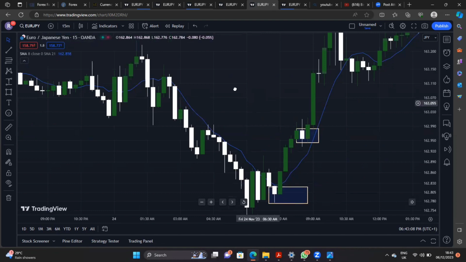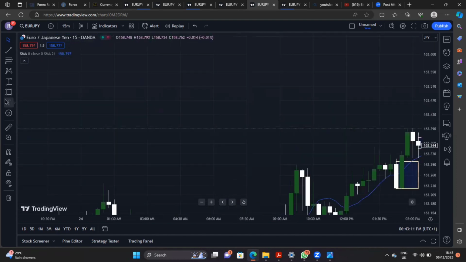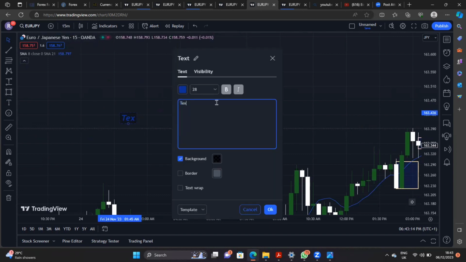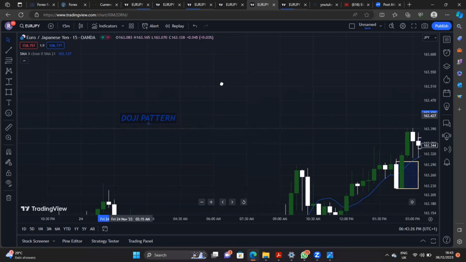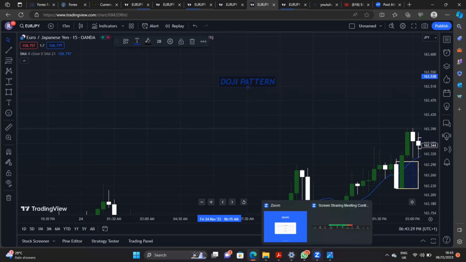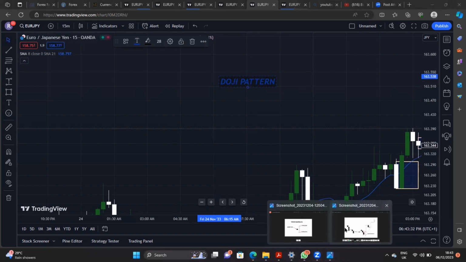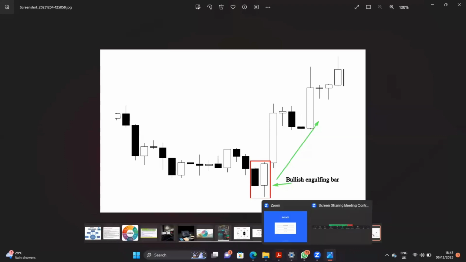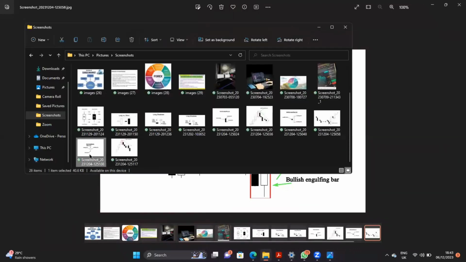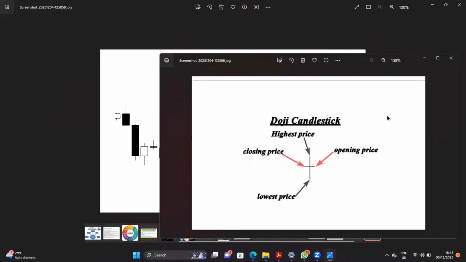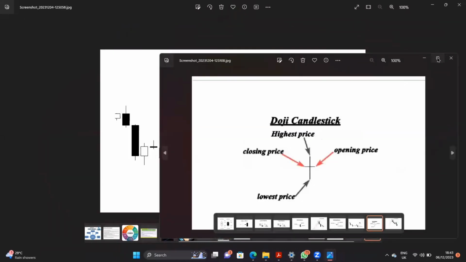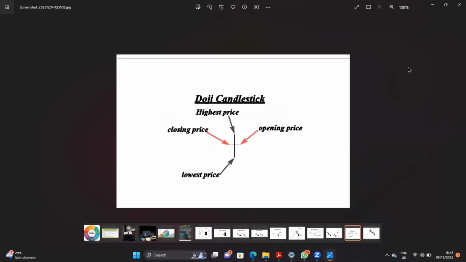We're looking at the doji candlestick pattern. This is the doji on the chart. So this is the doji pattern. This is the doji, right? And I am going to display what I mean on the screen. So here we have the doji candlestick right on my screen.